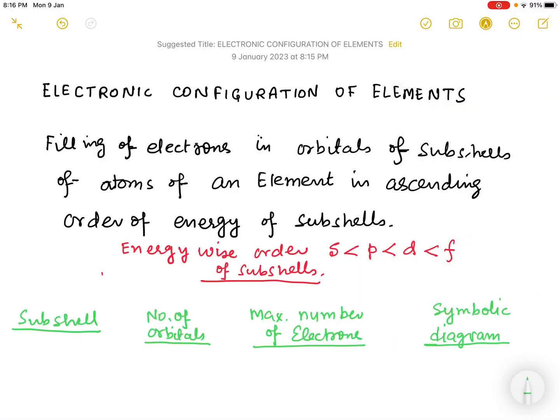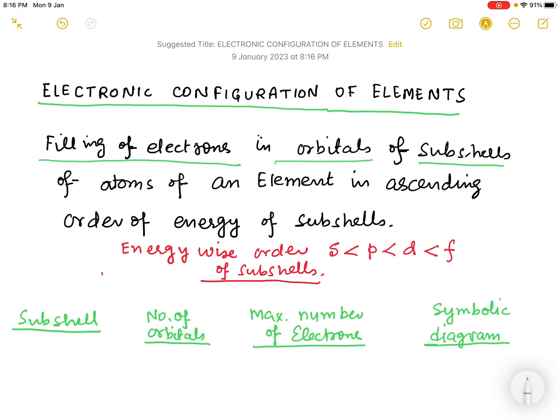Hello students, in this class we are going to study the important topic, that is electronic configuration of elements. See, in an atom of an element, the electrons are moving around the nucleus in orbitals, and these orbitals are divided in subshells which have orbitals, and the electrons are filled in orbitals of subshells of atoms of an element in ascending order of energy.